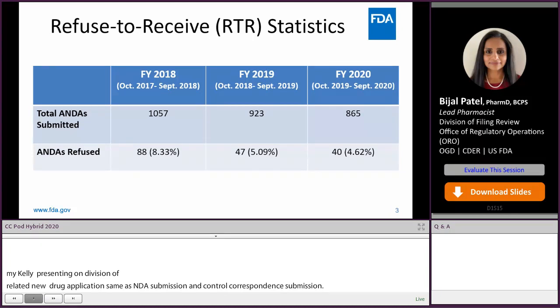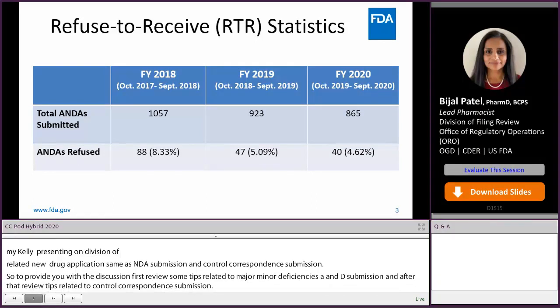Alright, so let's first review the refuse to receive data for past 3 fiscal years. In fiscal year 2018, 1,057 ANDAs were submitted, of which 88 ANDAs were refused. In fiscal year 2019, a total of 923 ANDAs were submitted, of which 47 ANDAs were refused. And in fiscal year 2020, 865 ANDAs were submitted, of which 40 ANDAs were refused.